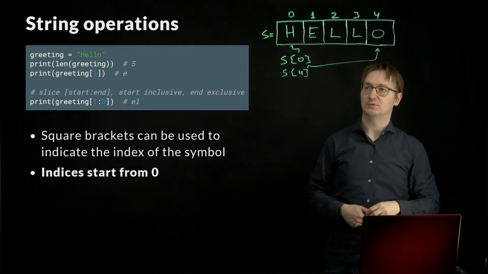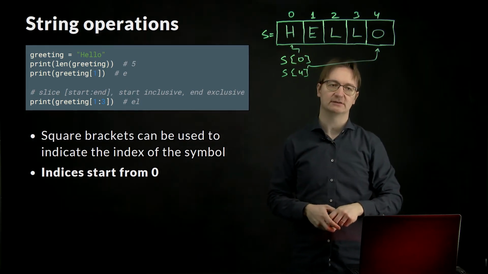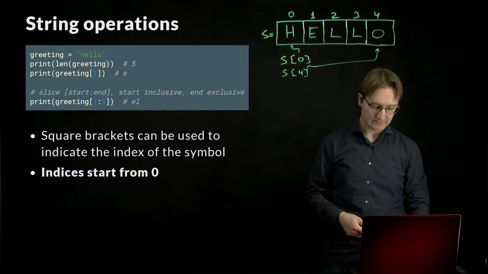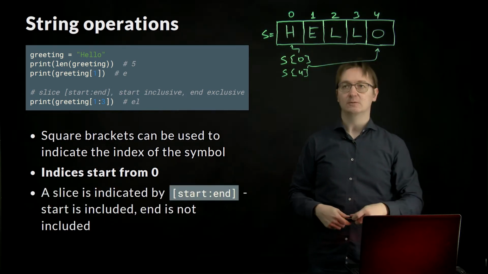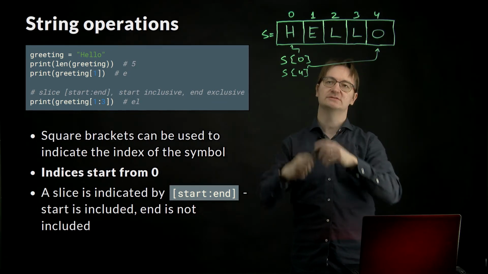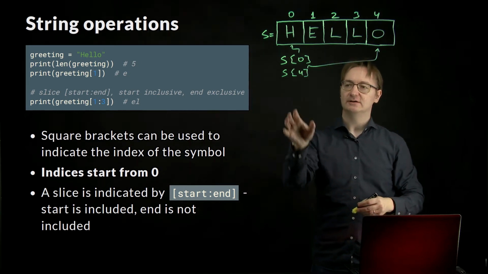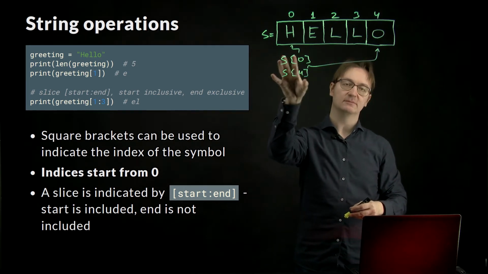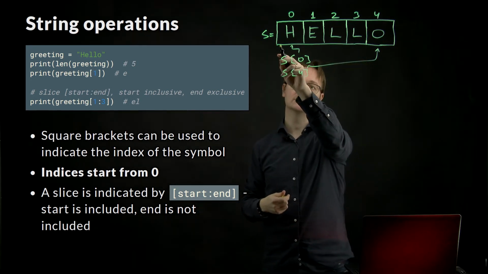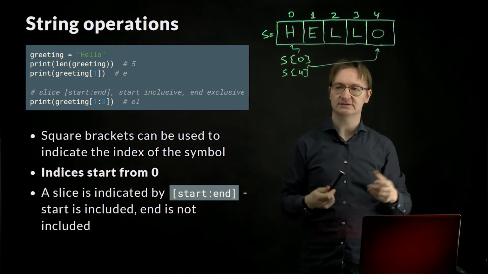And as was pointed out, the indices start from 0. So the first element is not at position 1, but it is at position 0. We can also do slicing. We can get a sub-string or smaller amount of string. Here I pointed out only getting one element of the string. But if we would like to get, for example, the first 3 symbols, then we can use slicing.